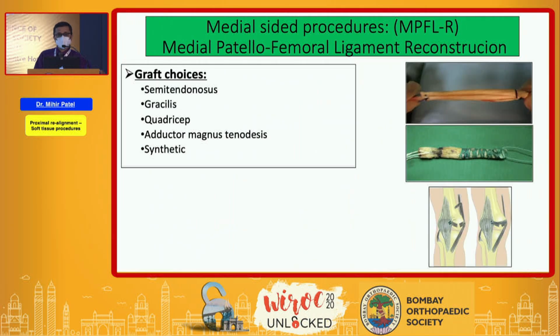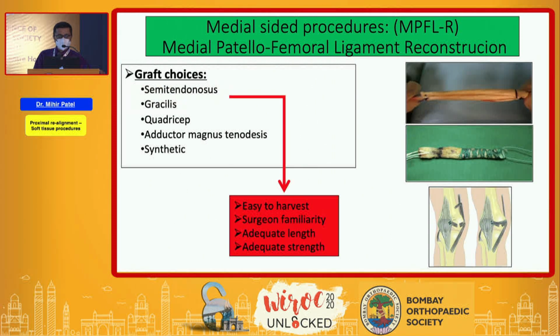Graft choices are hamstrings, quadriceps, synthetic, and even adductor magnus tenodesis. However, most commonly the hamstrings are used simply because they are easy to harvest, we as surgeons are more familiar with them, and they give adequate length and adequate strength.